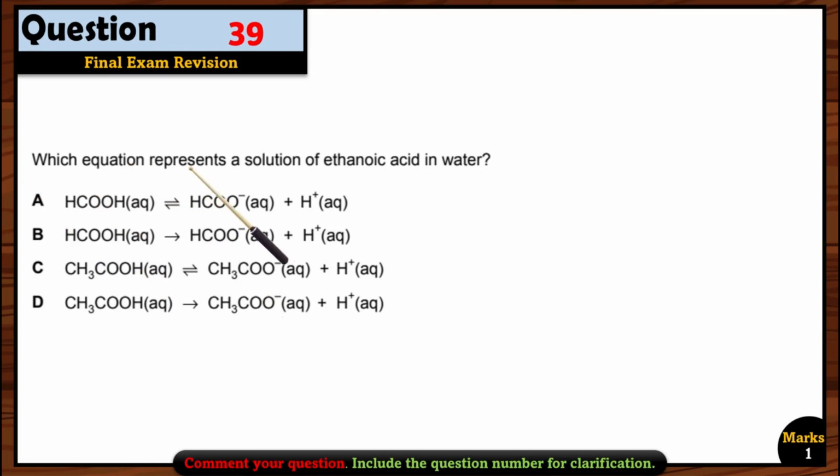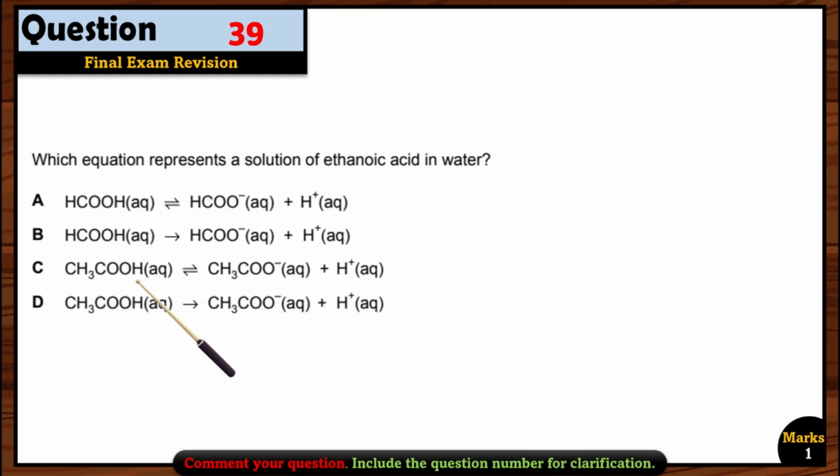Question 39. Which equation represents a solution of ethanoic acid in water? Because it's an acid, it will release the proton. And second, ethanoic acid, it's obvious from the word ETH, means it will have 2 carbons in its compound. So 2 carbons, of course, not here. We have just 1. So A and B options are not right. We are just left with C and D.